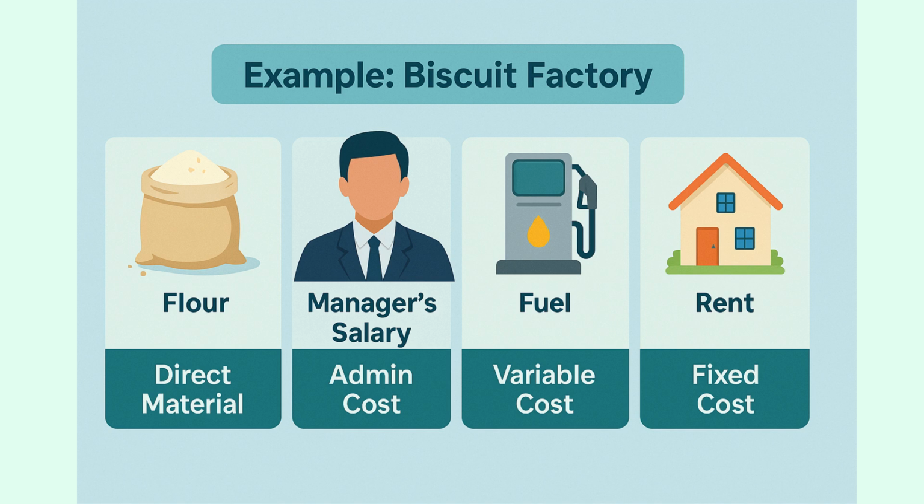Let's take a quick example. In a biscuit factory, the cost of flour is a direct material cost by nature. The manager's salary is an administration cost by function. The delivery van fuel is a variable cost by behavior. The office rent is a fixed, uncontrollable cost.